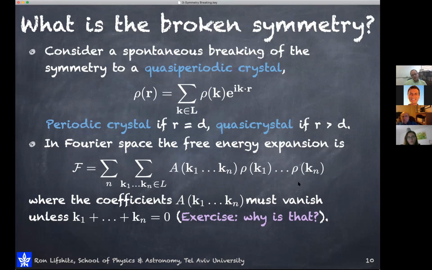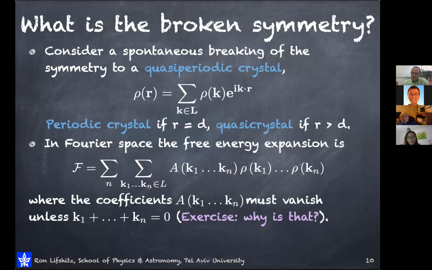and this coefficient will depend on the exact form of the free energy that we've written down. What is general, and I leave that as an exercise for you if you're interested, is that these coefficients will necessarily vanish unless the wave vectors k1 to kn sum to 0. So the only way that a product like this will appear in the free energy expansion is if the wave vectors add up to 0. Okay, a hint is that it has to do with the invariance of the free energy to translations.